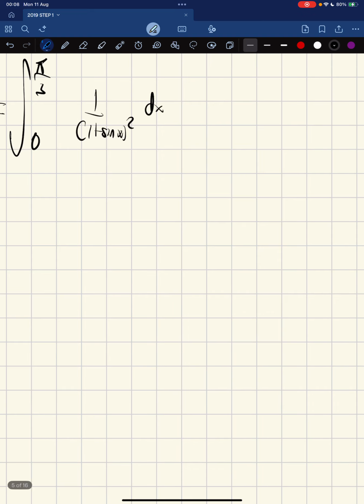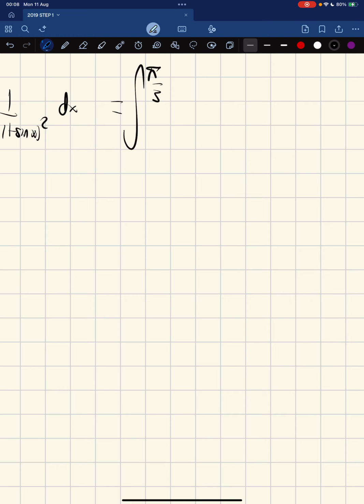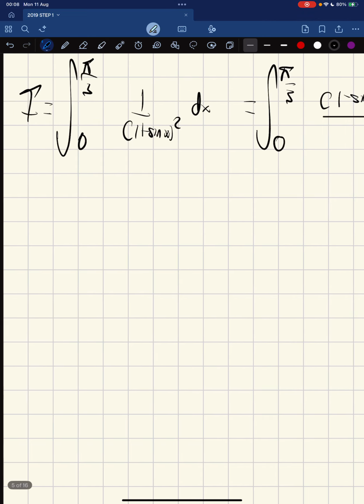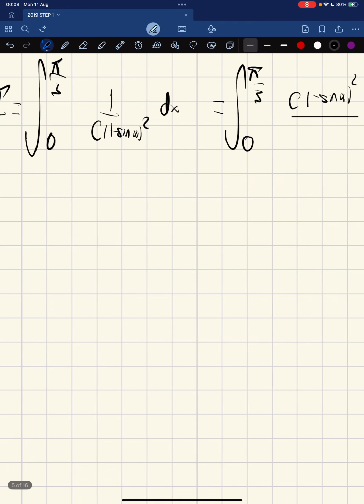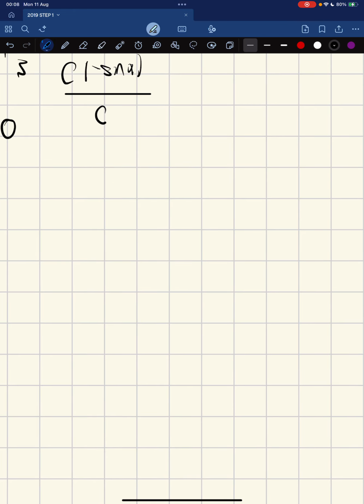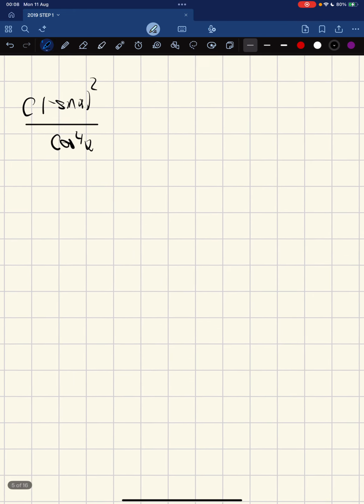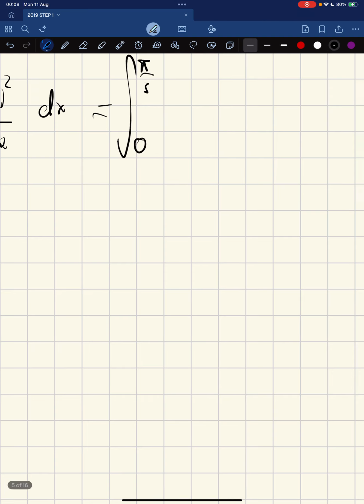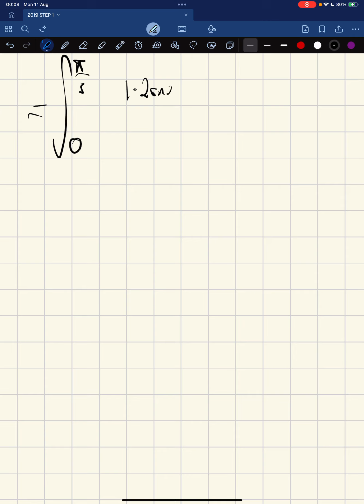Apply the same technique we've done, where we multiply by the conjugate. We need 1 minus sine of x squared. Now, here we're going to replace the denominator with cos to the 4x because it's a difference of two squares. So cos to the 4x dx. Now if we expand out the numerator, we're going to get the integral from pi over 3 to 0 of 1 minus 2 sine of x plus sine squared of x over cos to the 4x dx.